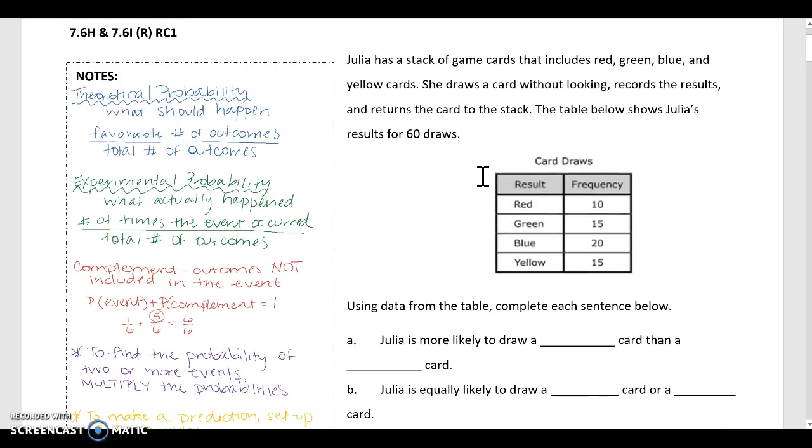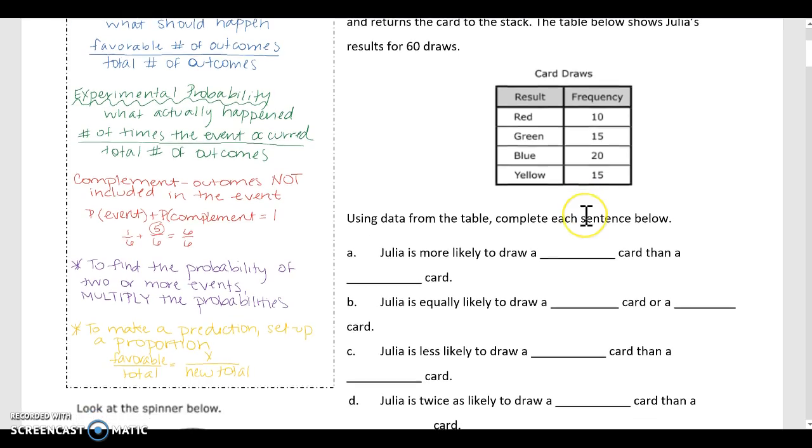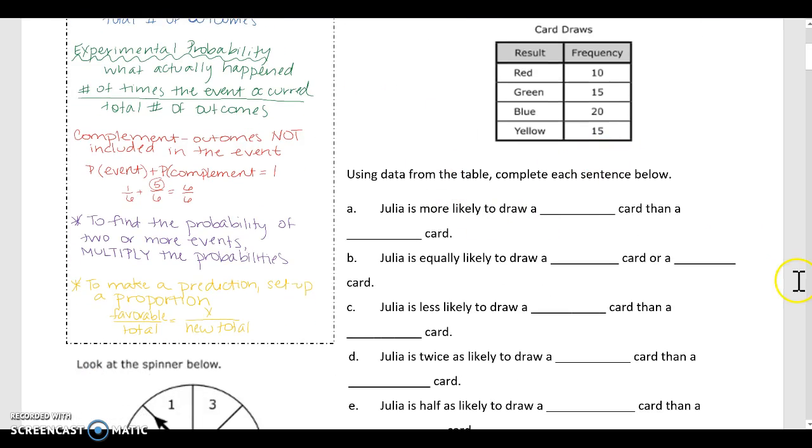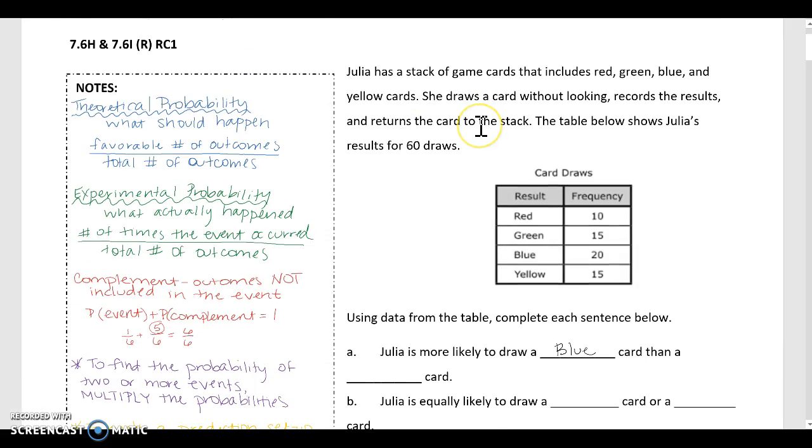Okay? All right, so now that we've gone over all of the notes, let's look at these other two situations. So here it says, Julia has a stack of game cards that includes red, green, blue, and yellow cards. She draws a card without looking, records the results in the table, and returns the card to the stack. The table below shows her results for 60 draws. Using the data from the table, complete each sentence. Okay, so the first sentence says, Julia is more likely to draw a blank card than a blank. So you have lots of different options, okay? I'm just going to say she's more likely to draw, let's see, a blue card than a red card.